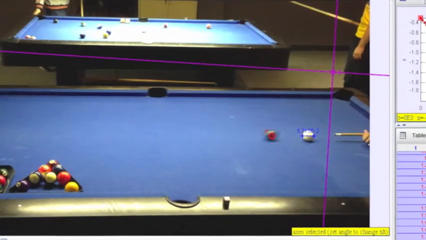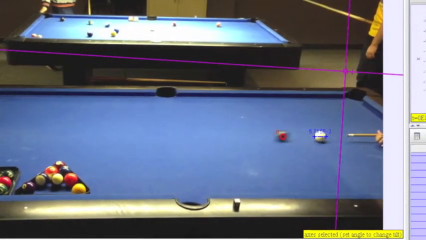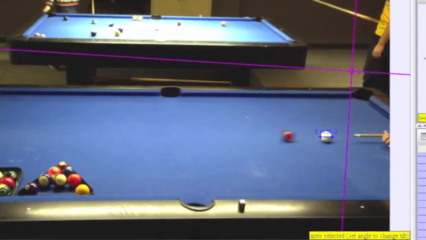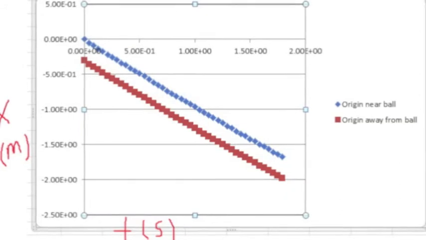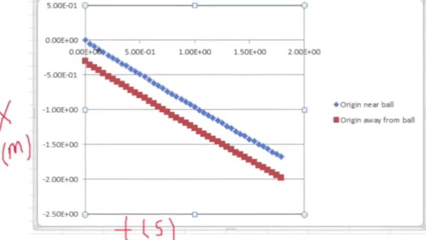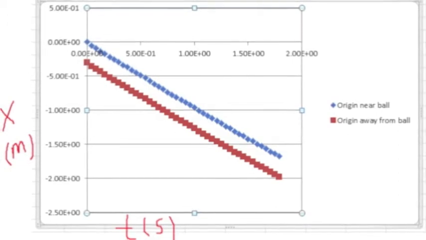If we change the origin, the ball's position would be shifted in relation to the origin, but the velocity would remain the same because the change in position wouldn't be affected at all. To show this concept, I plotted my original data and data from the same video but with the origin moved away from the ball on the same graph.